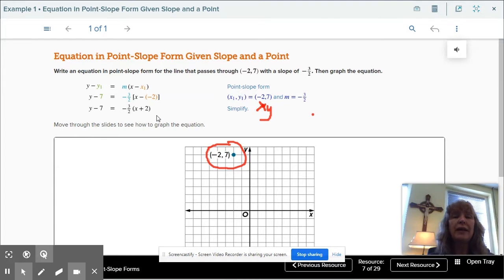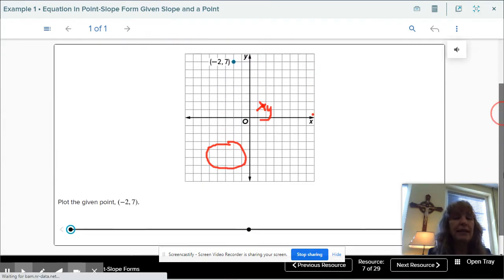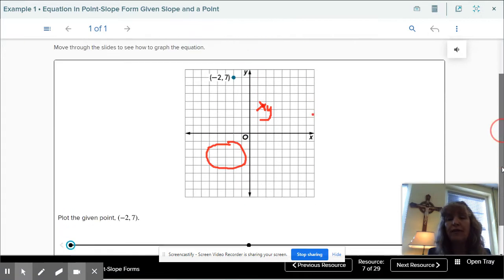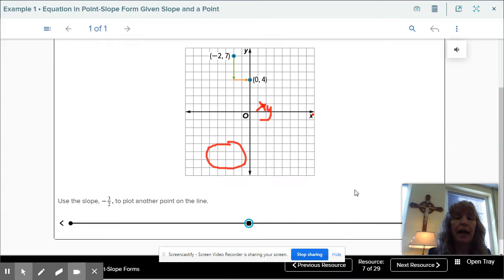This is the equation for point slope form. They're not asking you to solve it. They're just asking you to put it into the equation. So that's the equation for it. So they're not asking you to solve it yet. So let's take a look at the next step.